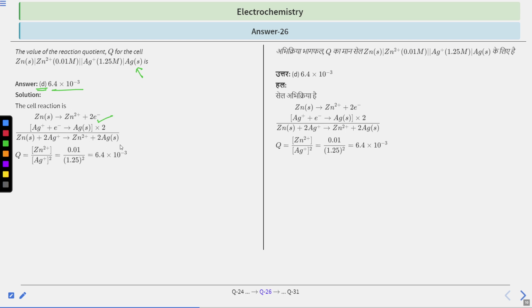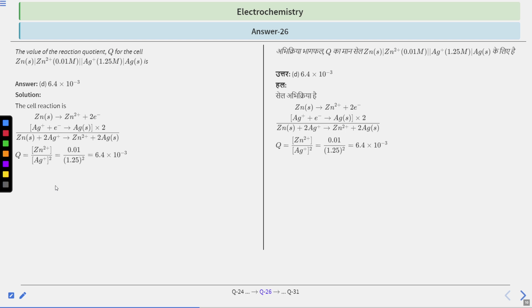Okay, so reaction quotient is basically the product side divided by the reactant side, oxidized divided by reduced state basically. So it will be zinc 2 positive upon the concentration of Ag positive whole square. 2 is the coefficient. And we have given the concentration for zinc 2 positive, that is 0.01 divided by Ag positive concentration, that is 1.25 whole square, coming out as 6.4 times 10 to the power minus 3. So Q value is coming out equal to this, and thus option D is the correct answer.